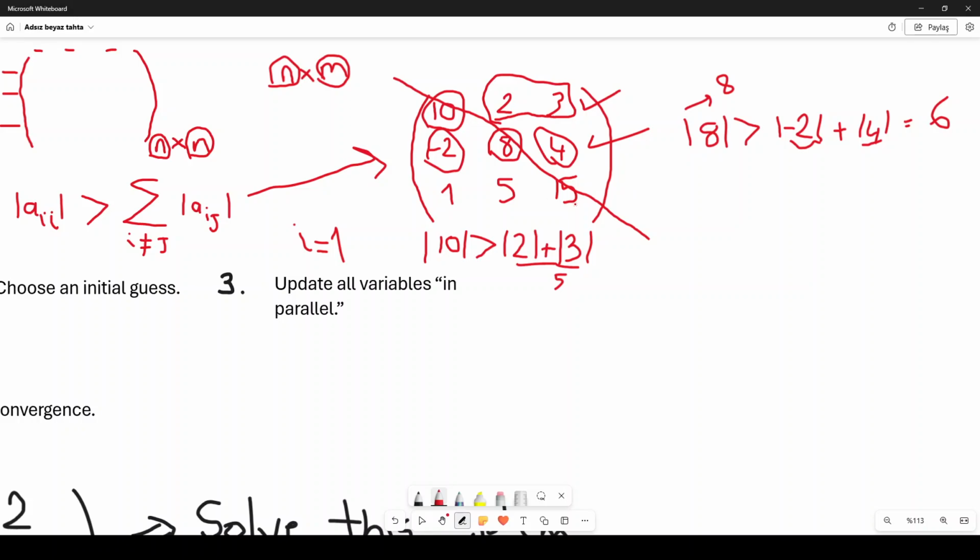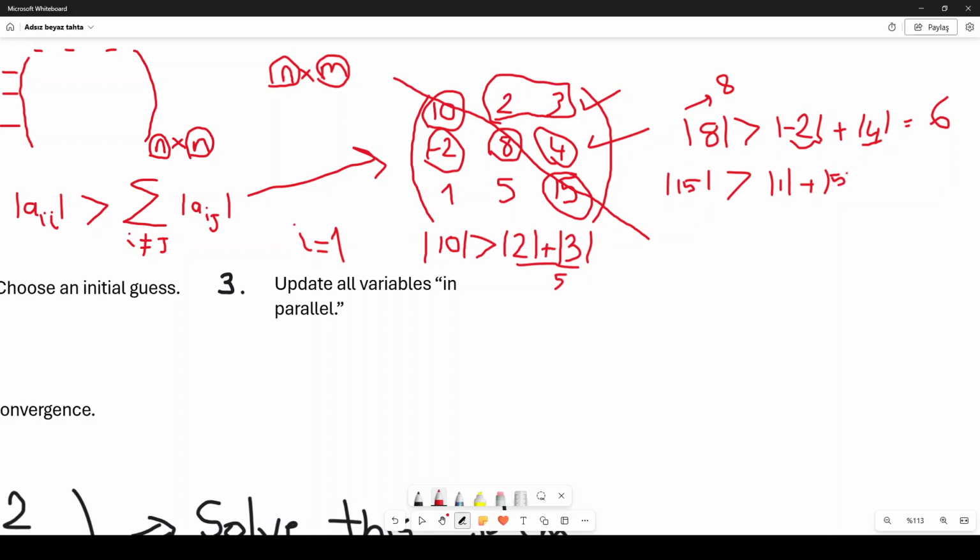How about the third row? The main diagonal entry in the third row is 15. And the absolute value of 15 is greater than the absolute value of 1 plus the absolute value of 5.